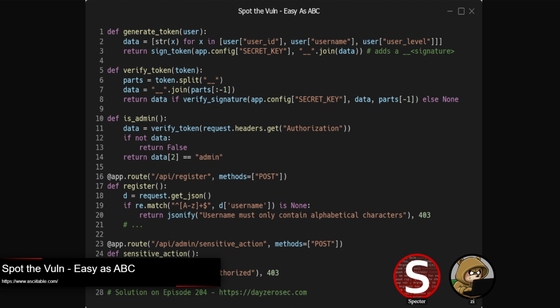It's sort of similar to a past Spot the Vuln we had with the dot character, like using it for validation of a URL.